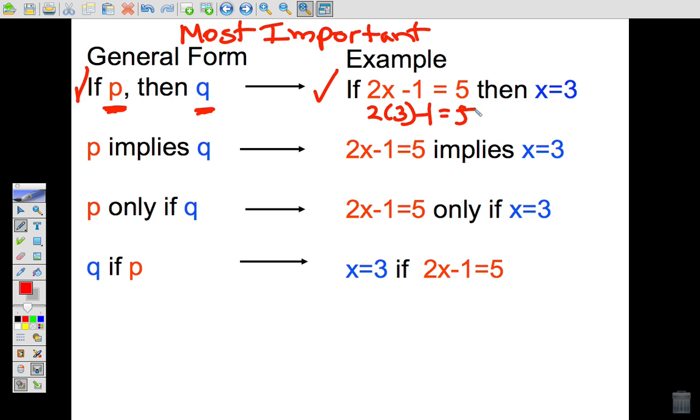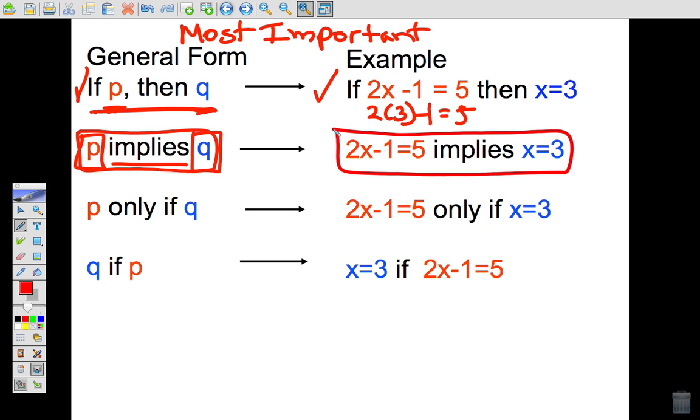Now, another way I could write an if-then statement is I can use a little different wording. I can use the word implies. So P implies Q. So the first part is the hypothesis. The second part, the part that follows the word implies, is the conclusion. An example of that would be right here. 2x minus 1 equals 5 implies x equals 3. So in other words, this is the hypothesis, the part before the word implies. The part that follows the word implies is the conclusion.